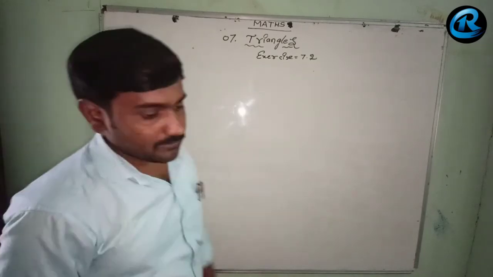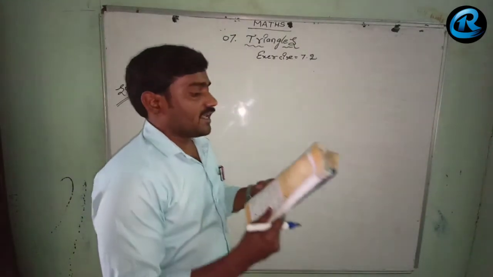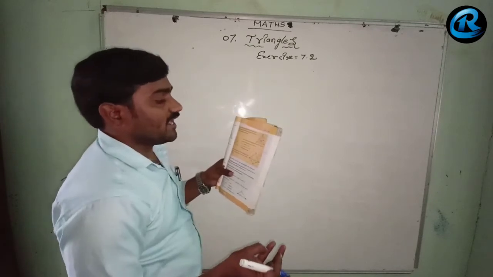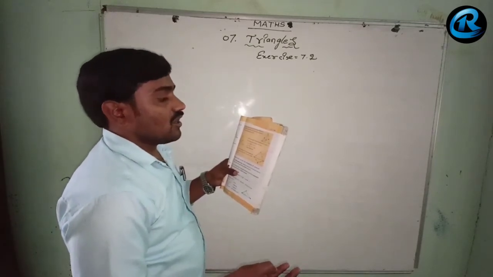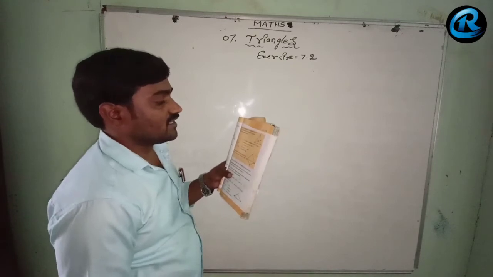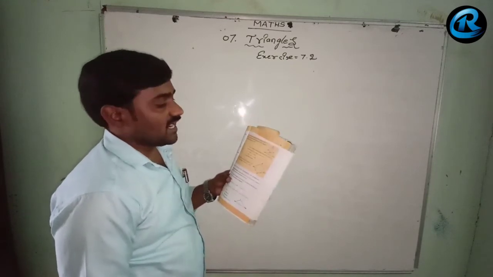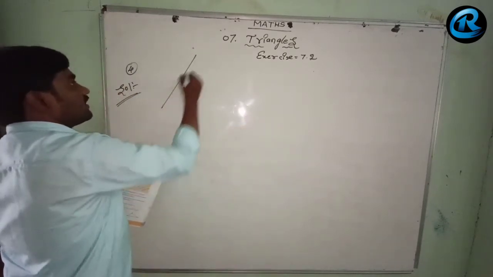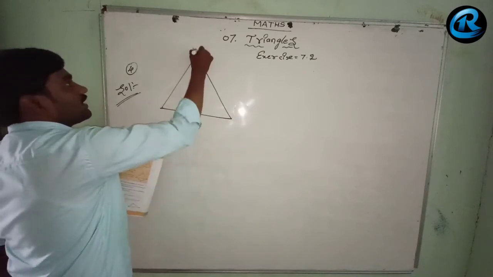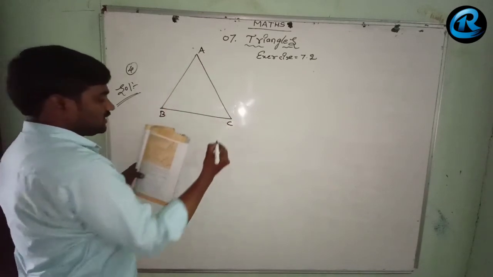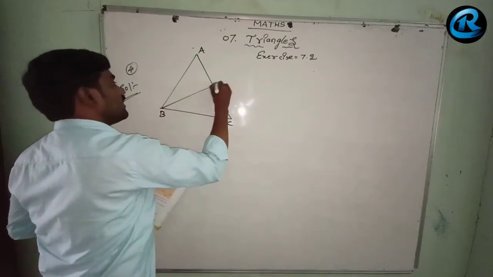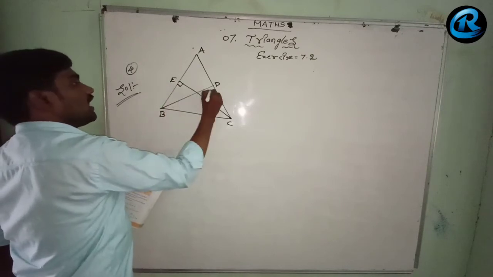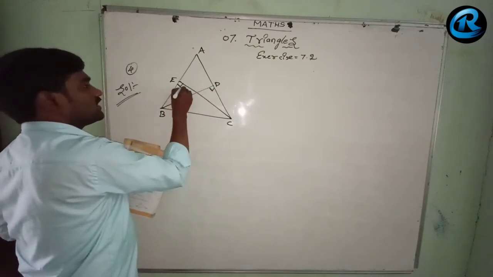So let us see the fourth question. Triangle ABC is a triangle in which the altitudes BD and CE to the sides AC and AB are equal. So here they have given the same picture again. Here ABC is a triangle in which BD and CE are both altitudes, nothing but 90 degrees only.